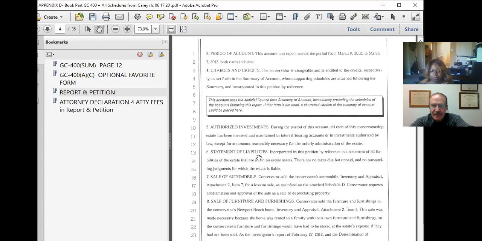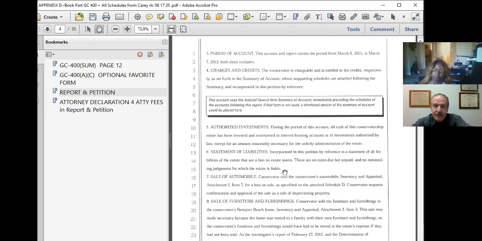Okay, the next one is statement of liabilities. You would state whether there's any liens, whether taxes are paid or not, whether there's any outstanding judgments. Typically, you wouldn't have much to say here because you're going to take care of everything for them. But say, for instance, you came into a situation where you found that your conservatee owed back taxes of 10 years, and you think, oh my God, what a mess. You must indicate that here. You must indicate that you found prior to your appointment that the conservatee owed back taxes.